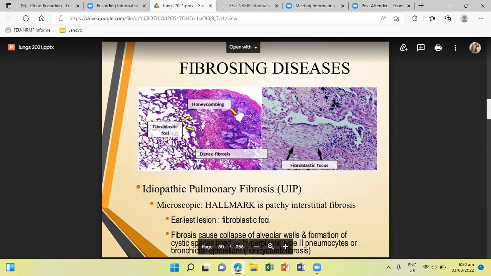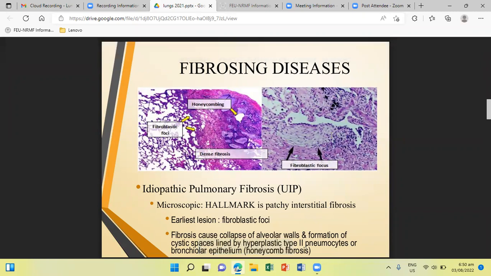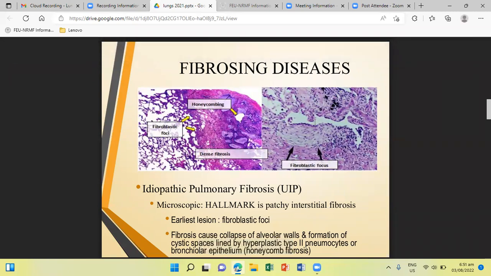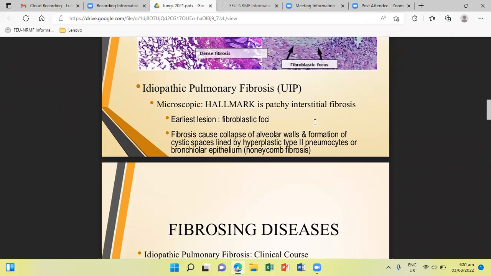So the hallmark is what we refer to as patchy interstitial fibrosis. It may vary in intensity, and the earliest lesion usually is composed of fibroblastic proliferation. This is what we call fibroblastic foci. It then becomes more collagenous and less cellular. So usually the dense fibrosis, as you can see here, will cause destruction of alveolar architecture and even lead to the formation of cystic spaces, which are lined by hyperplastic type 2 pneumocytes or bronchiolar epithelium.